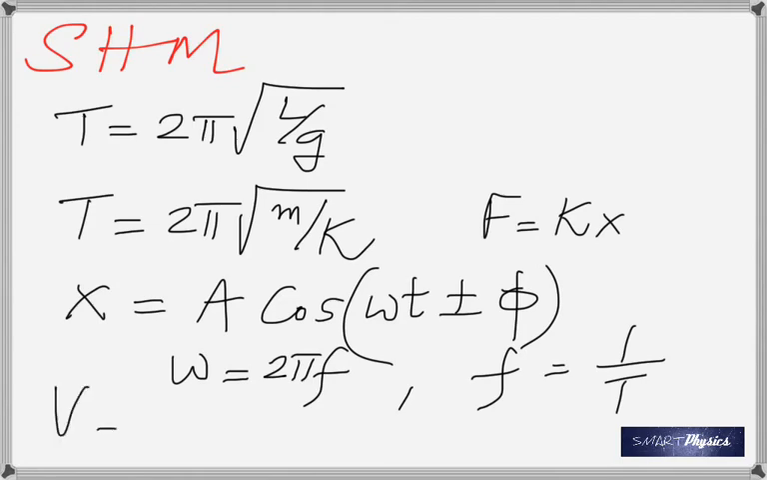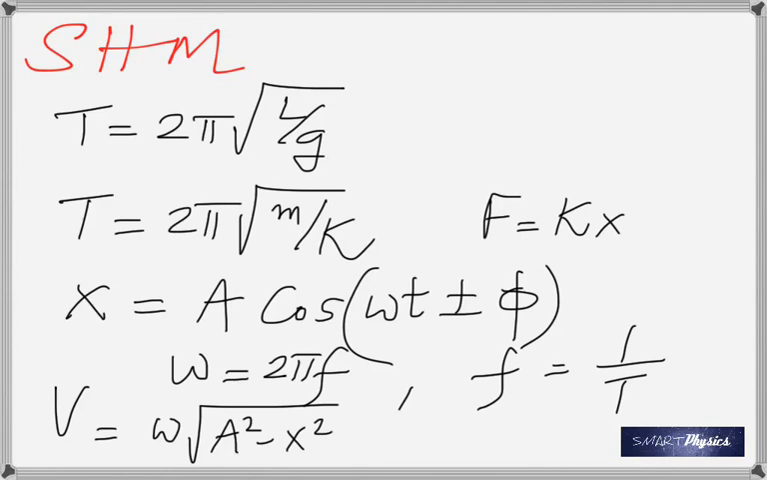Does anybody know the formula for velocity? The general formula: v equals omega times the square root of a squared minus x squared. And you know x is a variable, right? When x is equal to a, it has minimum velocity, which is 0. When x is equal to 0, it has maximum velocity. We know all that.